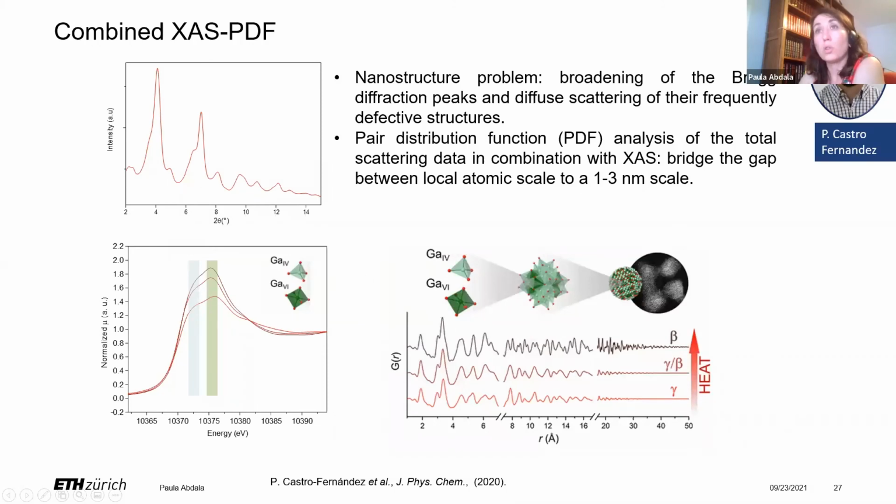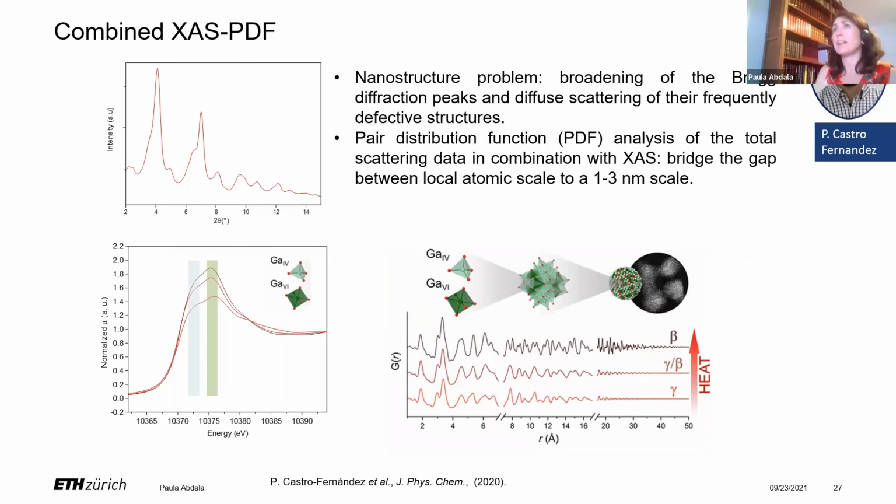And this is the corresponding PDF data, where we can investigate the local structure, the intermediate range structure, and the long range structure. So combining these 2 methods allows us to bridge the gap between the very local 1 to 5 Angstrom structure and this middle range structure in the range of 1 to 2 nanometers, which is not really accessible by powder diffraction.